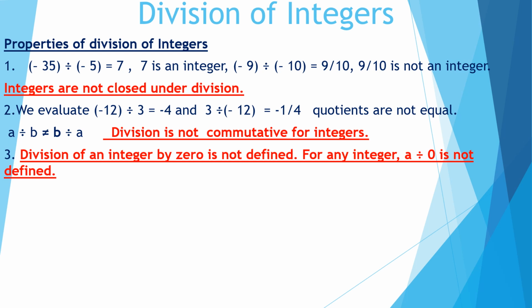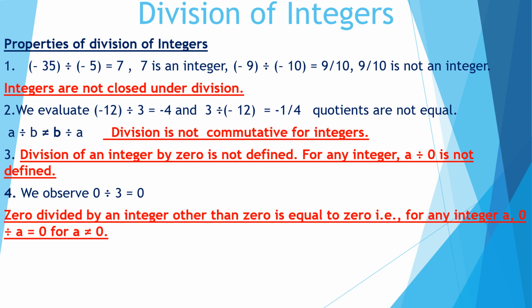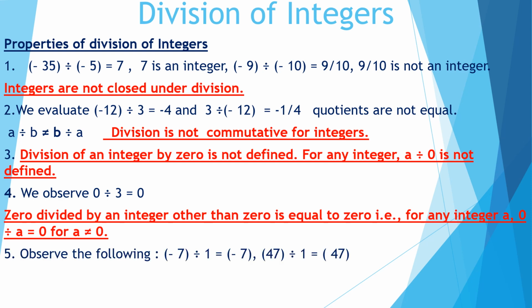Division of an integer by 0 is not defined. So for any integer a, a divided by 0 is not defined. Now let's see 0 divided by 3 is equal to 0. So 0 divided by an integer other than 0 is equal to 0. That is, for any integer a, 0 divided by a is equal to 0, for a not equal to 0.